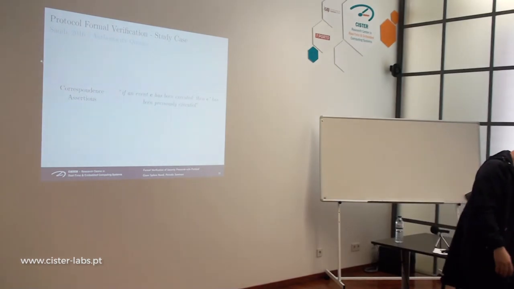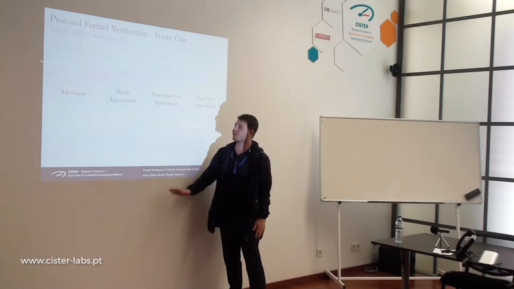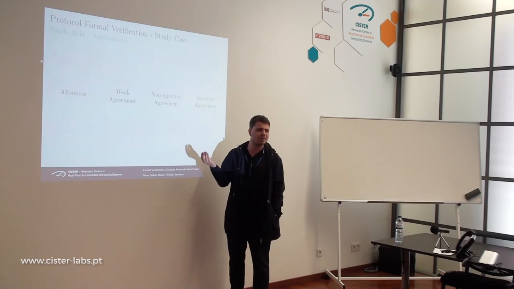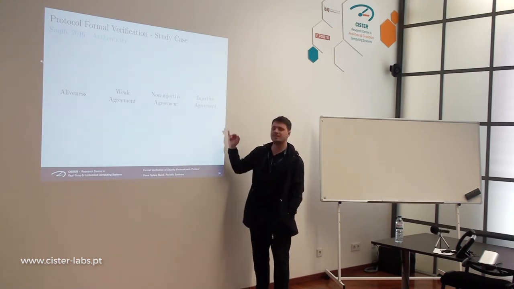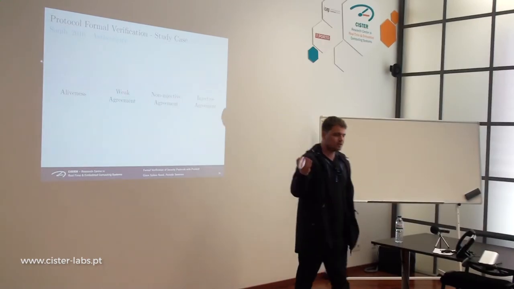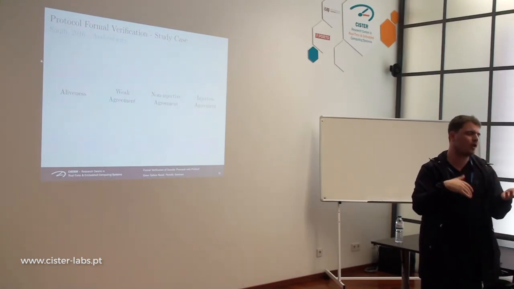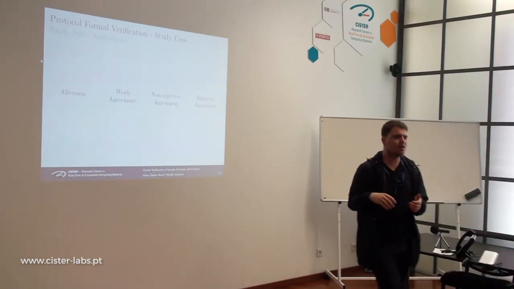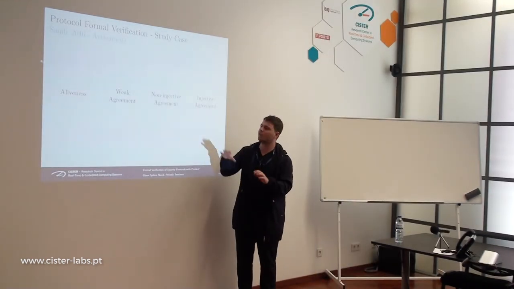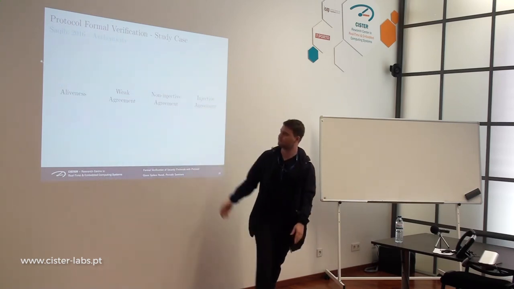The thing about authenticity is that you can put it on a scale, going from aliveness, which is the weakest form of authenticity, to injective agreement, which is the strongest form of authenticity. So when ProVerif gives you a true, false, or I don't know answer for authenticity, you actually have to check, after this answer is given, in which of these levels the authenticity fits.